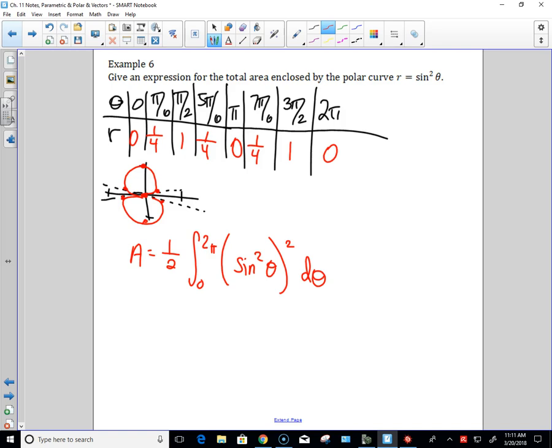How long does it take to complete? 2 pi. Are you guys going to be fine with 0 to 2 pi? Yeah. Could you have done 0 to pi and doubled it? Sure. But wait. How would you do this guy by hand?